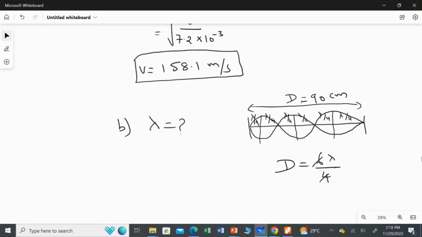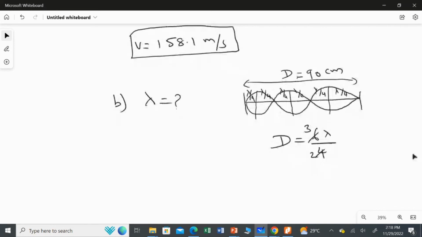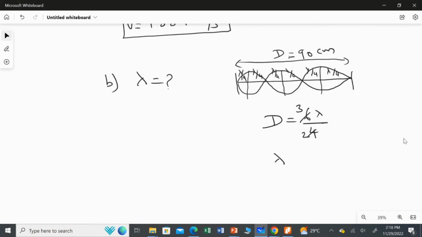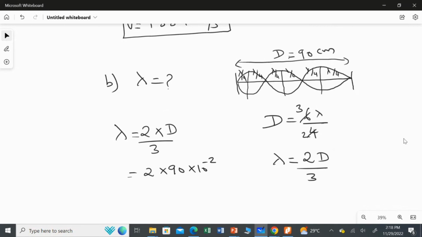So now I can cancel this: this one is 3 times, this one is 2 times. By that, you can easily find lambda. Therefore, lambda is equal to 2 multiplied by d over 3, right? So I'm going to use this rule here. Lambda is equal to 2 multiplied by 90 multiplied by 10 to the power of minus 2 over 3. I got the answer as 0.6 meter. The unit for the wavelength is meter. So this is the answer for the second part.